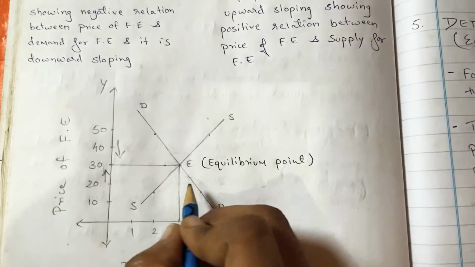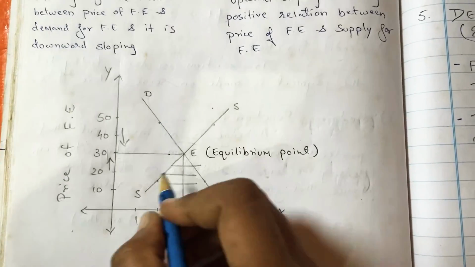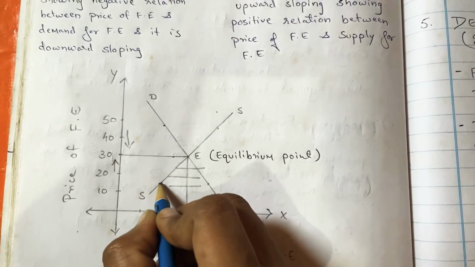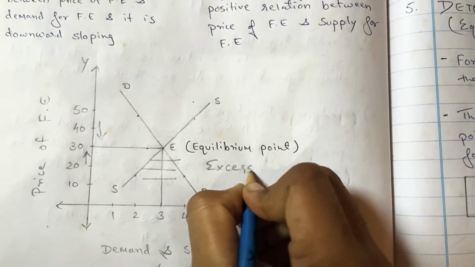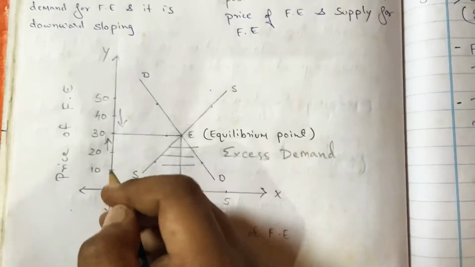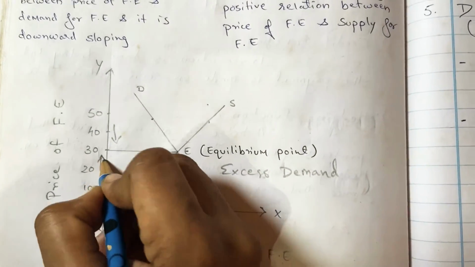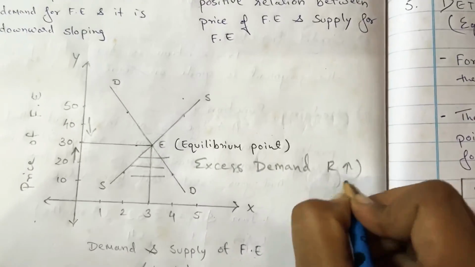So for example, if you are at this stage here where the supply is this much and the demand is this much, like supply is less but the demand is more, this is called excess demand. So to come to the equilibrium point, you have to increase the price. So in an excess demand situation, the rate gets increased.